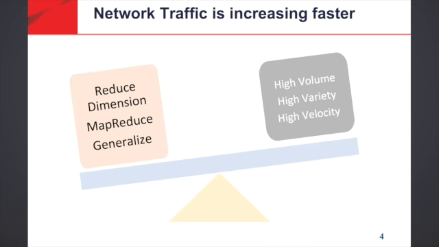So here is our way to deal with network traffic. We use feature selection to reduce dimension. We use MapReduce to parallelize the analytics process, and we generalize our method to deal with all kinds of various data. In this way, we can handle the network traffic in just seconds.